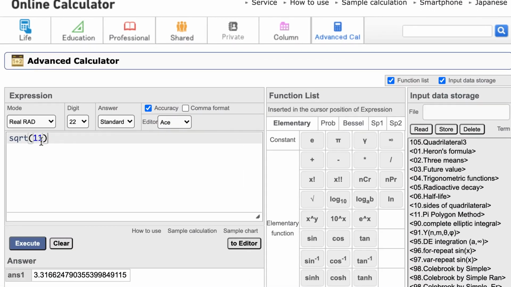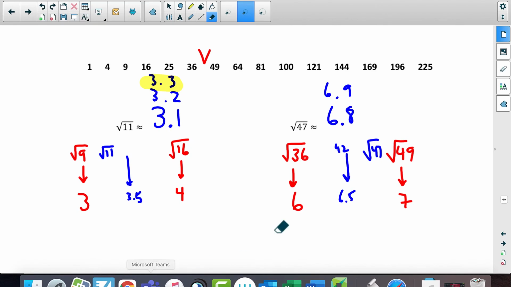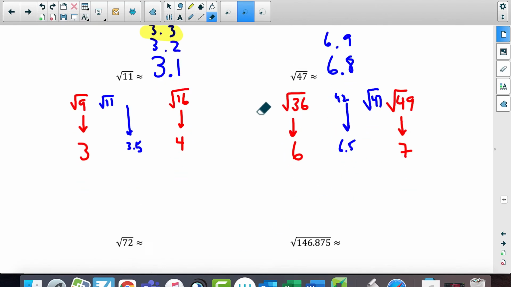So we're going to change this to 47 this time and execute, and we get 6.85. That 5 makes the 8 round up, so it's 6.9. Okay, either one of those answers is fine.